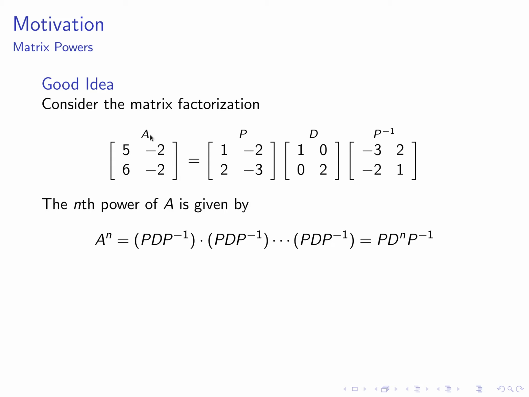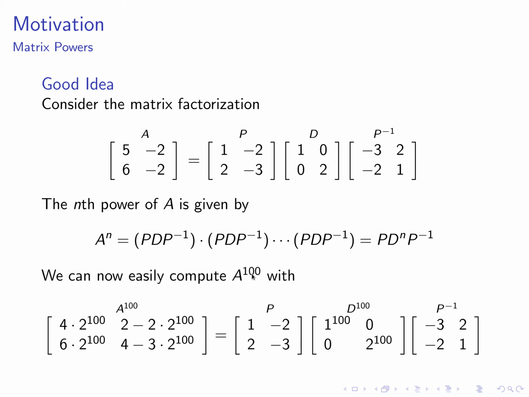So if someone hands us A equals P times D times P inverse, we immediately know that A to the power of n is really just P times D to the power of n times P inverse. And this unlocks the key to our problem of figuring out A to the power of 100. To calculate A to the power of 100, all we need to do is take our P that someone gave us, multiply by D to the 100, which is easy to calculate because D is a diagonal matrix, and then we multiply by P inverse on the right.